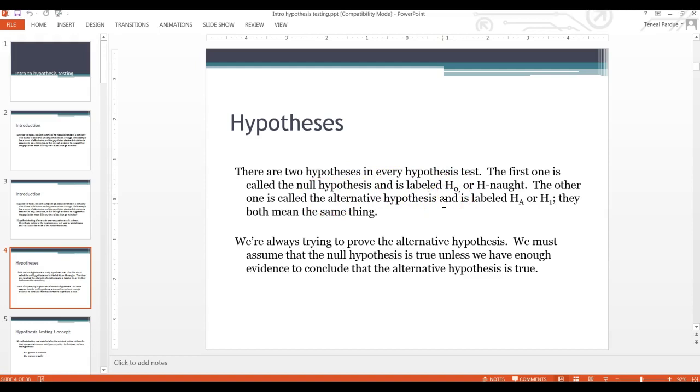The other one is the alternative hypothesis. They'll call it HA or H1. We use these two notations interchangeably because you'll see both of them in different places. That's the alternative hypothesis, the one we want to prove. So in a given hypothesis test, you're going to have two hypotheses. There's the one you want to prove, the alternative, and then there's H naught, which is the one that you have to assume unless or until you can prove the alternative hypothesis.